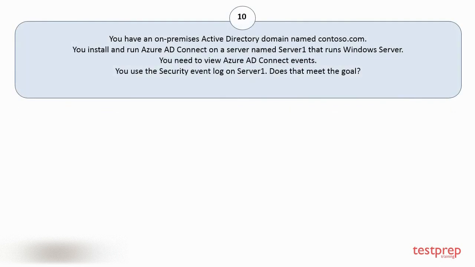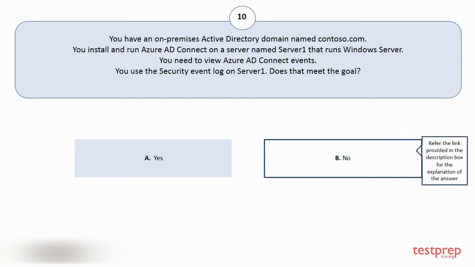Question number 10. You have an on-premises Active Directory domain named conaso.com. You install and run Azure AD Connect on a server named Server 1 that runs Windows Server. You need to view Azure AD Connect events. You use the security event log on Server 1. Does that meet the goal? Your options are A. Yes. B. No. The correct answer is option B.